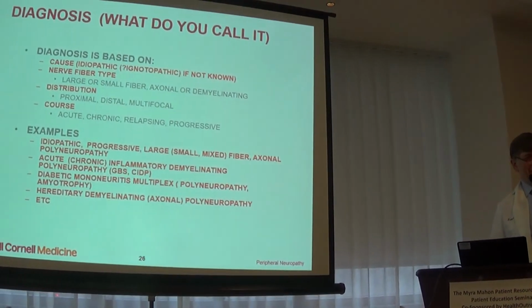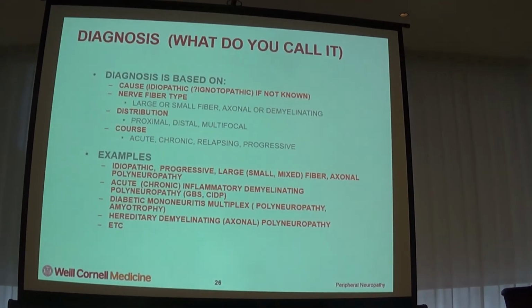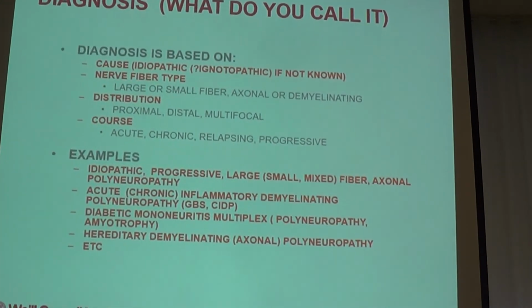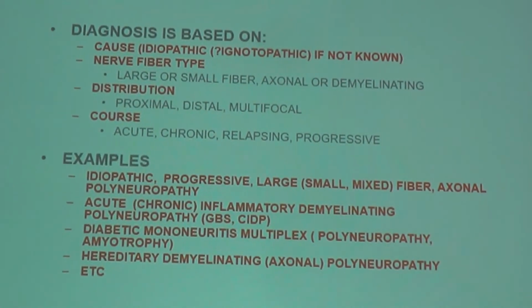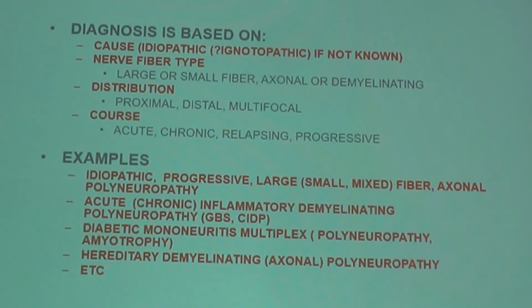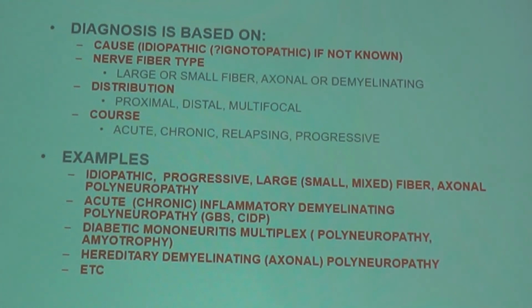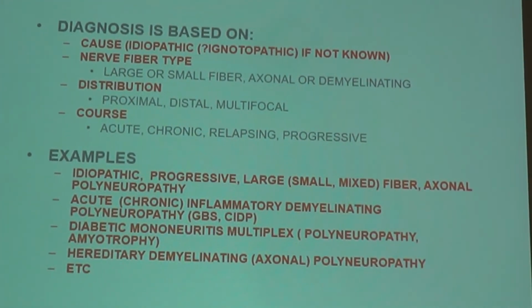And then it gets into the issue of diagnosis. What do you call it? There are so many different types and causes, so the sort of amalgamation of all these factors. We call it based on the cause, the type of nerve fiber, the distribution, or of course whether it's acute or recent sudden onset, or slow progressive, or remitting and relapsing. So an example is idiopathic, progressive, large or small fiber axonal neuropathy. Or in diabetic neuropathy, it could be diabetic motor neuropathy, or sensory neuropathy, or small fiber neuropathy, etc. So what you call it is really a mixture of all these elements.